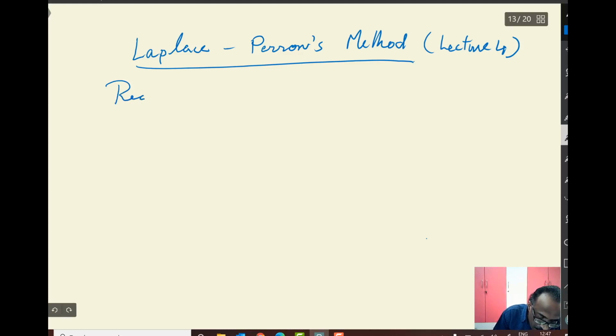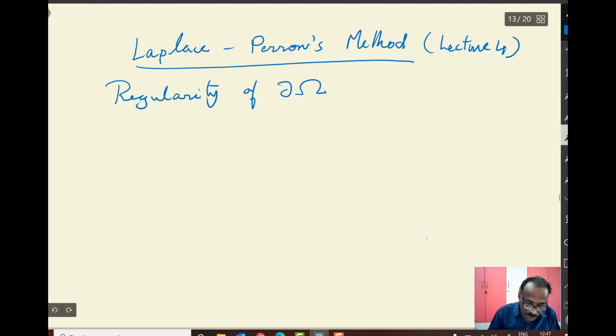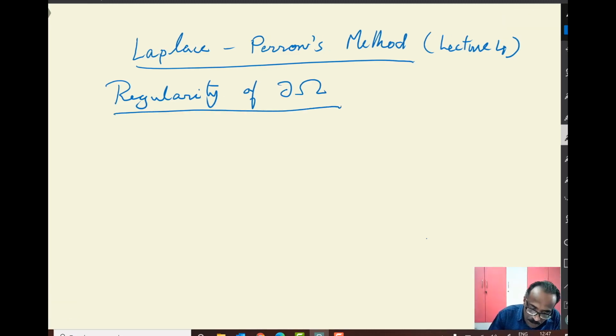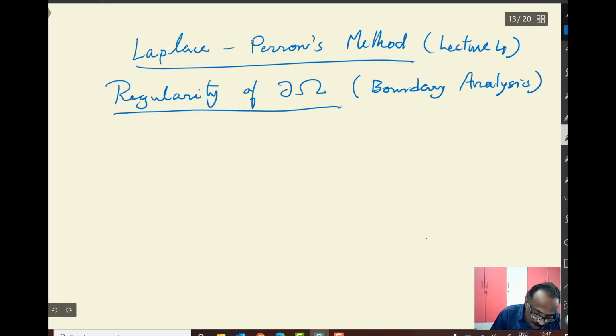regularity of ∂Ω. Okay, so that we are going to define what is the regularity of ∂Ω today. So analyze the boundary. So this is basically the boundary analysis now. Boundary analysis. So let me define what is a barrier.